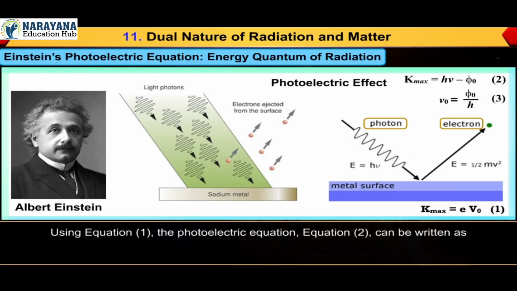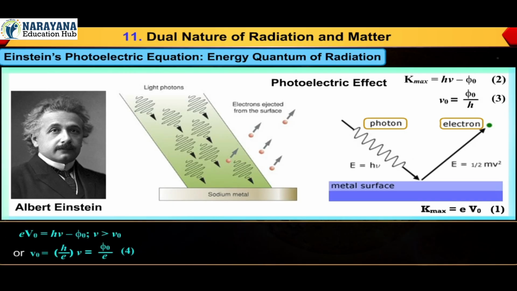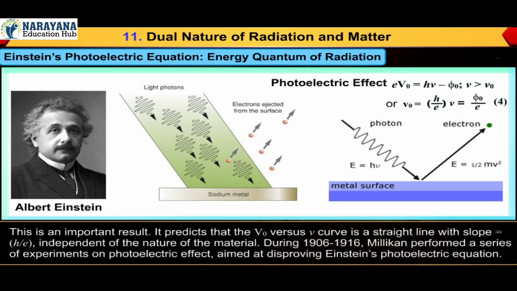Using equation 1, the photoelectric equation 2 can be written as e V0 equals h nu minus phi 0, for nu greater than or equal to nu 0, or V0 equals h upon e into nu minus phi 0 upon e, equation 4. This is an important result. It predicts that the V0 versus nu curve is a straight line with slope equal to h upon e, independent of the nature of the material.